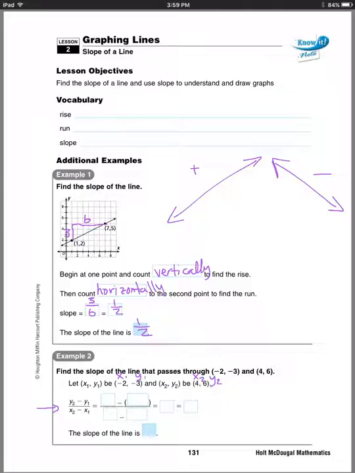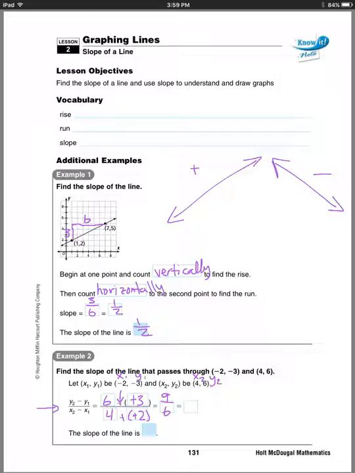Okay? So y2 is 6 minus y1, which is -3. You have to put the -3 there. This negative in between them does not make up for it. Okay? Over x2, which is 4, minus x1, which is -2. Okay? Now these two negatives change to positives, and I get 6 plus 3, which is 9, over these two negatives change to positives. 4 plus 2 is 6.